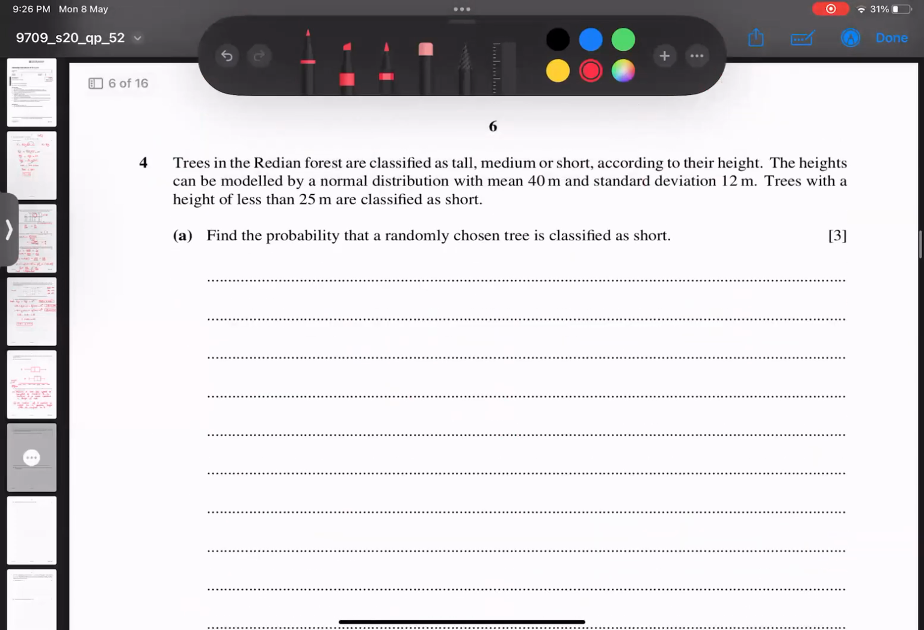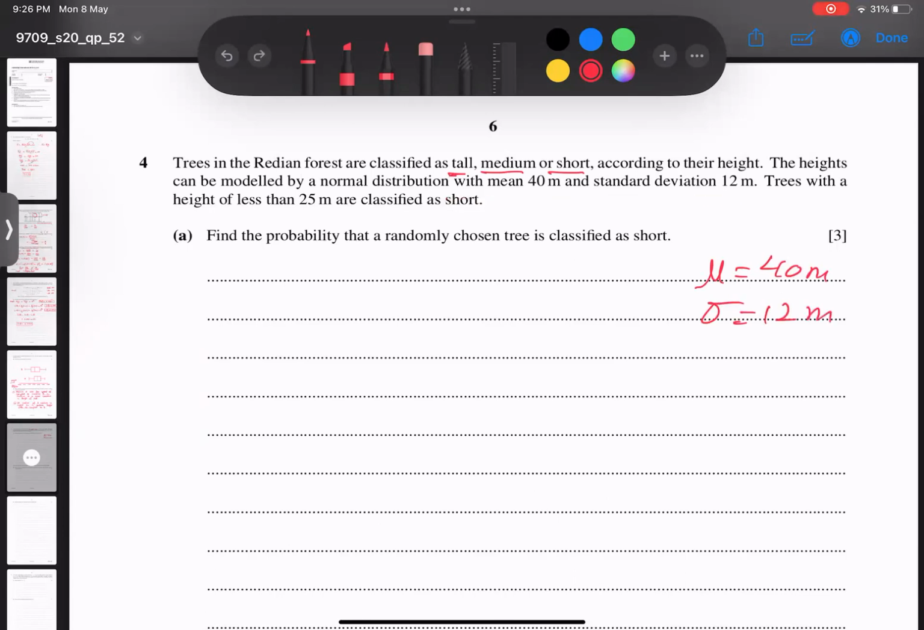Let's go for the next question, students. Trees in a radiance forest are classified as tall, medium, or short. So three categories are considered, according to height. The heights can be modeled by a normal distribution, with a mean of 40 meters and a standard deviation of 12 meters.